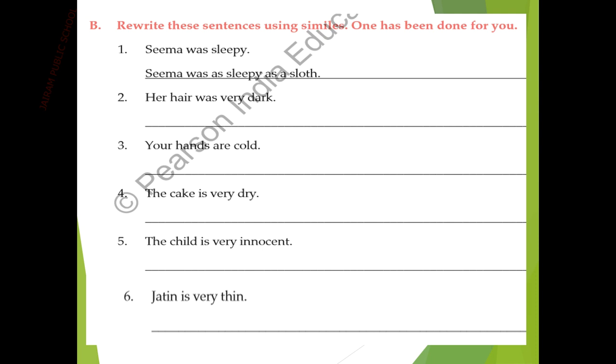Number 5. The child is very innocent. You all know about the innocence of a child, like a lamb. So the answer is the child is innocent like a lamb. Go to the sixth one. Jatan is very thin. Here we are comparing Jatan with a thin thing, which is a rake. Jatan is as thin as a rake.